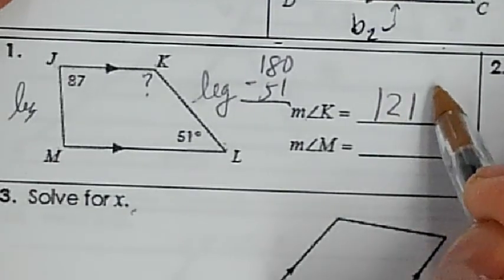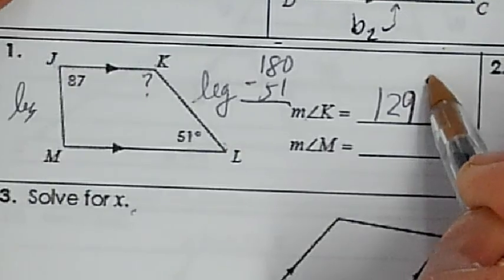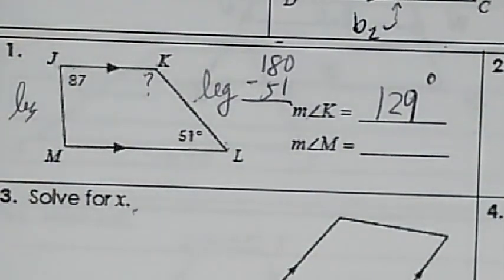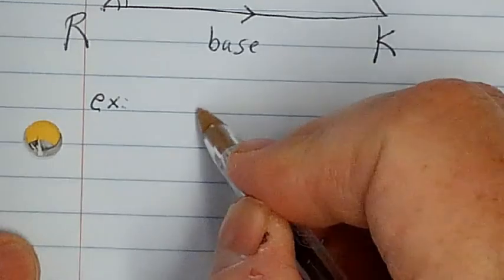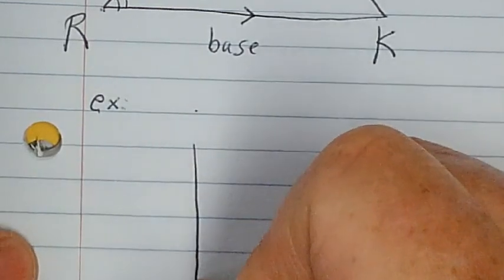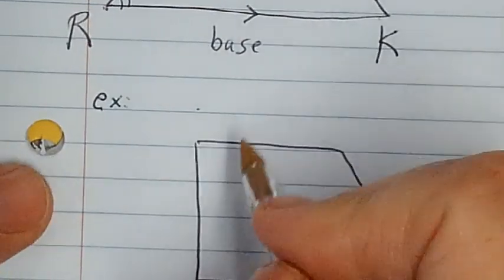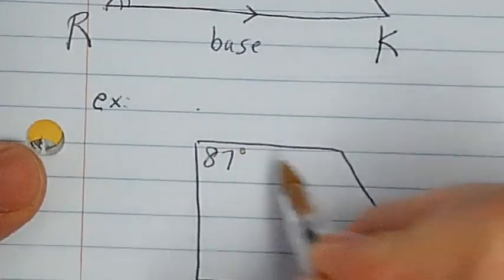Oh, 129 what? Degrees. Now, what I really wished, my personal wish for you, is that you would have said this. The problem looked like this. Let me zoom out. You had a trapezoid. I'm writing it out because I don't have enough space to show you this. What was that number? 87? Okay, and this was M.